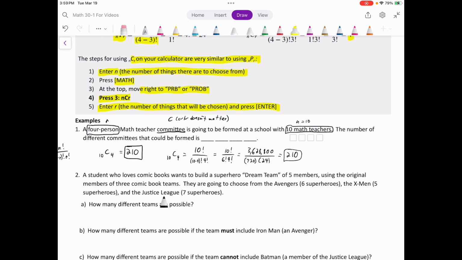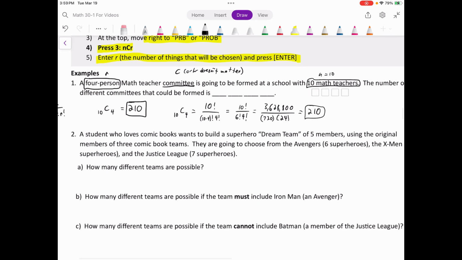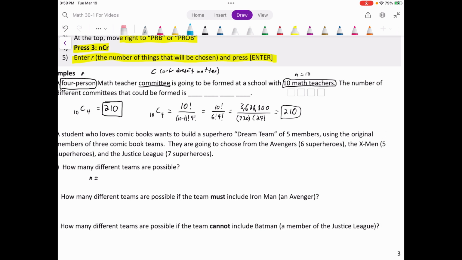So let's think about this. How many options do we have to choose from to make our dream team of 5 members? We've got 6 Avengers, 5 X-Men, and 7 Justice League members. So our n, the options we have to choose from, is going to be 6 Avengers, plus 5 X-Men, plus 7 from the Justice League. Okay? Meaning that the total number of superheroes we have to choose from is 18.